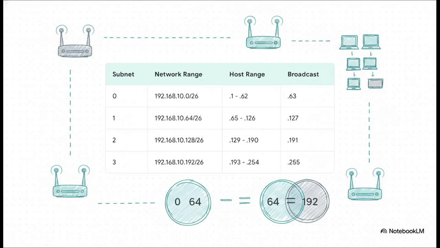Let's actually see that shortcut in action. Imagine we take a standard Class C /24 network, like 192.168.10.0, and we decide we need 4 subnets. We borrow 2 bits, changing our mask to a /26, which translates to 255.255.255.192. Using our handy shortcut, 256 minus 192 gives us a block size of exactly 64. Notice the resulting network ranges: 0, 64, 128, and 192. It literally works perfectly. Each subnet neatly provides 62 usable host addresses for our devices.